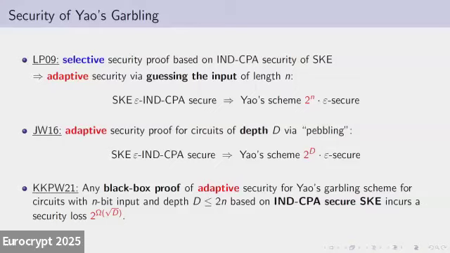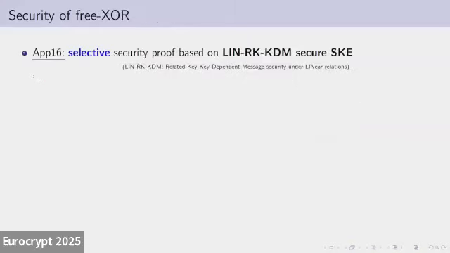So this is what we know for Yao's scheme. For free XOR, it's not very surprising that we need to rely on a stronger security notion, because we have this dependency of keys. We have only this one single global offset that is the only secret.